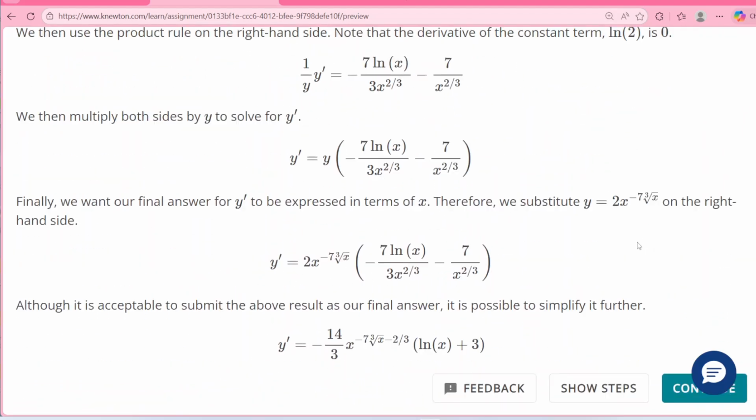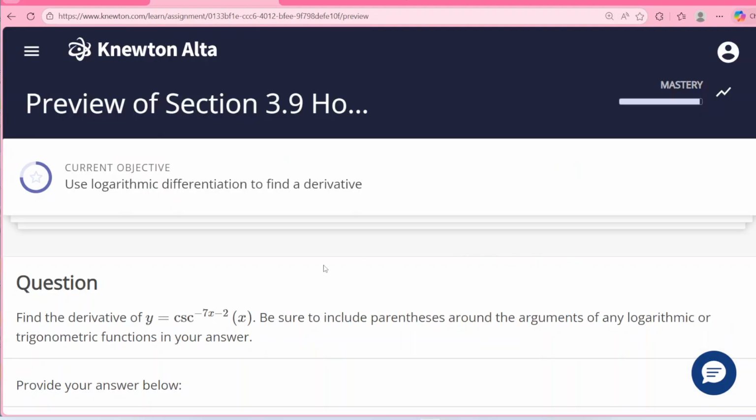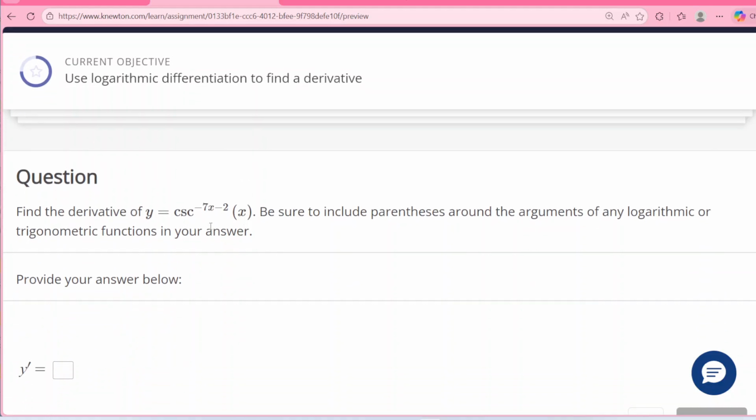All right, so hopefully one more. It looks like we're 3/4 of the way done. This is pretty similar to a problem I had earlier with the secant. It's the cosecant of x but raised to a power that also has a variable, right? So your base has a variable and your exponent has a variable, so you're going to have to use logarithmic differentiation to find the derivative function.